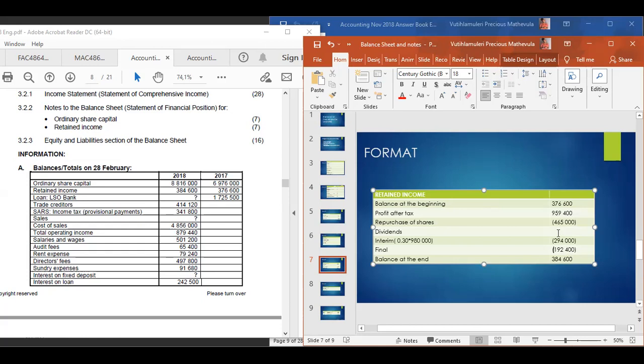So the total dividends for the year will be, we're going to add the interim and the final dividends, and we get, in brackets, 486,400. So this is how you do the ordinary share capital note and the retained income note. There's nothing complicated about it. You just have to understand the principle.